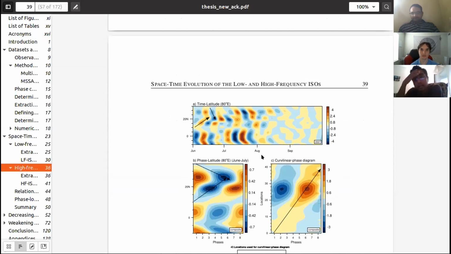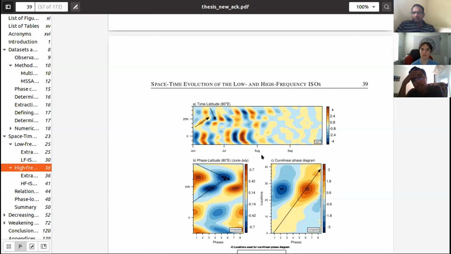And maybe I'll also look into some papers on the ISO over the Australian monsoon, and then we can define some threshold, which kind of threshold we can define for high frequency and low frequency ISOs. And do we really have a prominent high frequency ISO? Sure.